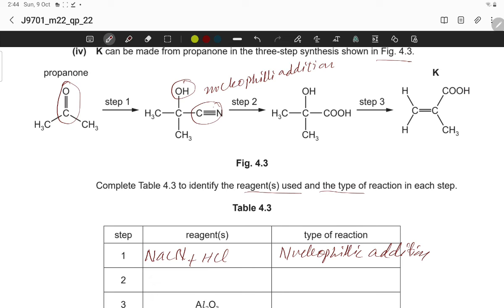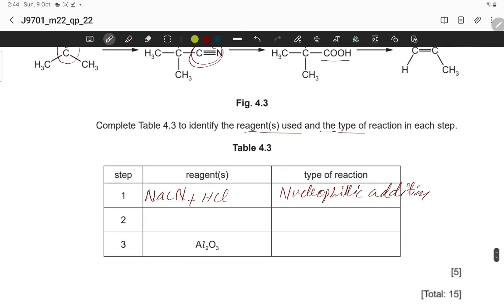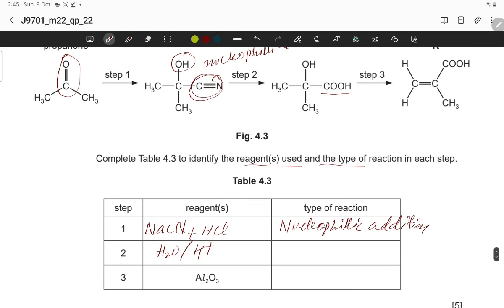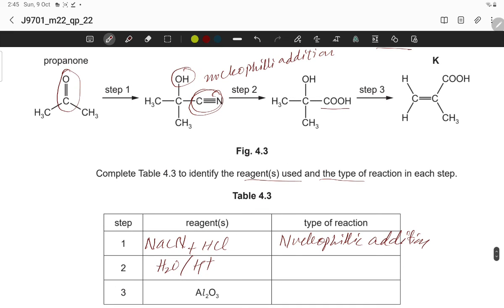In step 2, the cyanide is converted to carboxylic acid, and OH remains the same. So the reagent is water, dilute aqueous acid, and the reaction is hydrolysis: the cyanide group is hydrolyzed to form carboxylic acid.